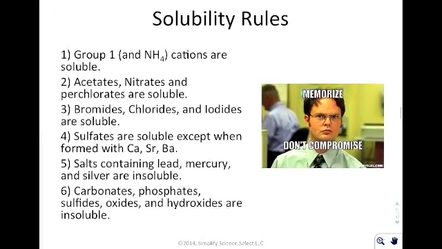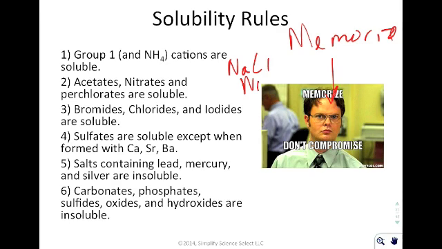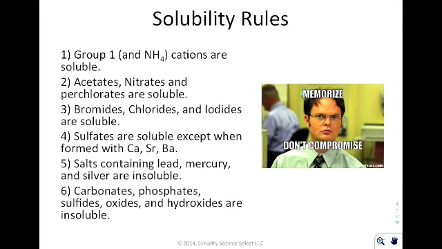Now there are certain rules that govern solubility, and these are things that you have to memorize. So you have to memorize, and that's why you have Dwight here saying you got to memorize. Okay, it says group 1 and NH4 cations are soluble. Anything that you attach to a group 1 element is going to be soluble. Okay, so it doesn't matter if it's sodium chloride or sodium cyanide or sodium phosphate. It doesn't matter. If you've attached a group 1 element to it, it is soluble.